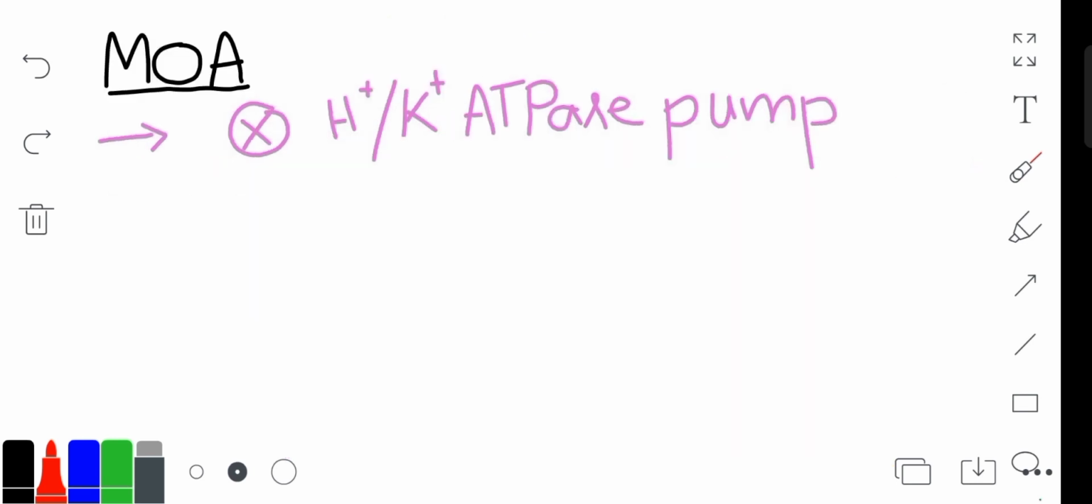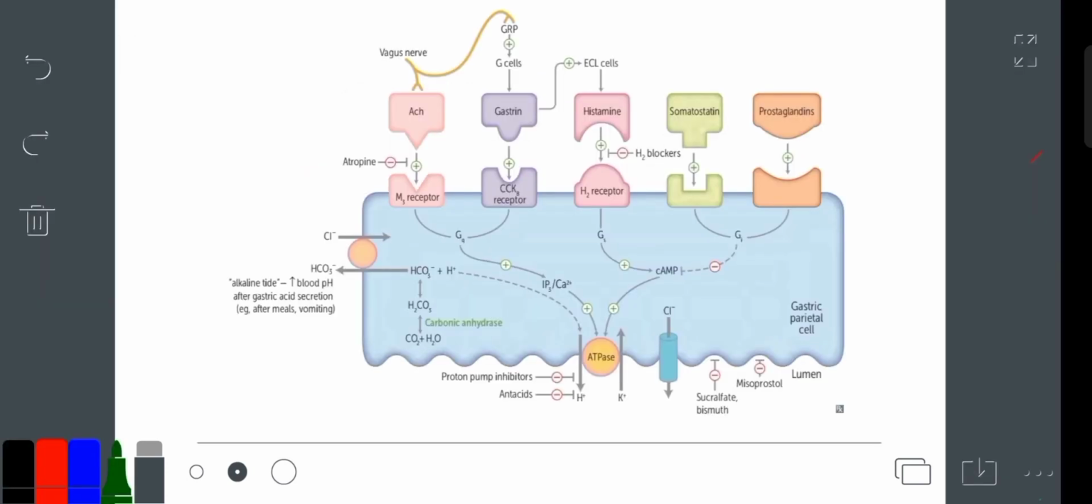If we talk about their mechanism of action, they inhibit the action of the hydrogen potassium ATPase pump, which is also known as the proton pump. In this picture you can see the gastric parietal cell, this is the luminal surface of the gastric parietal cell, and this is the basal surface.